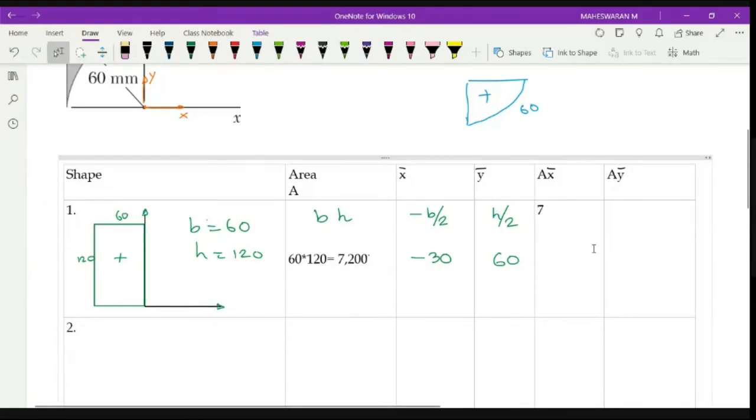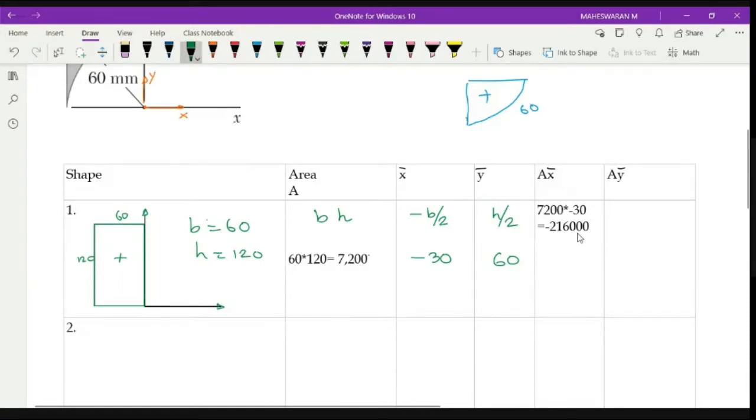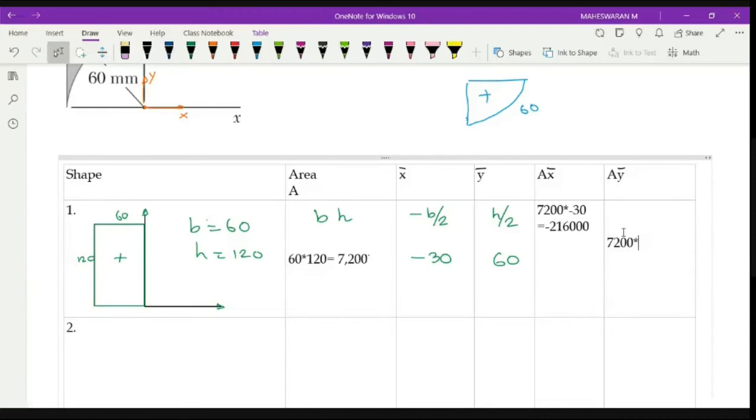Now I can identify what my A x bar is. So A x bar is 7200 into minus 30, right? So what will we get? We'll get minus 216,000. This is the value of my A into x bar. Similarly, if I want A into y bar, it is 7200 into 60, right? So what we're getting is 432,000, right? Any doubt in the first step?